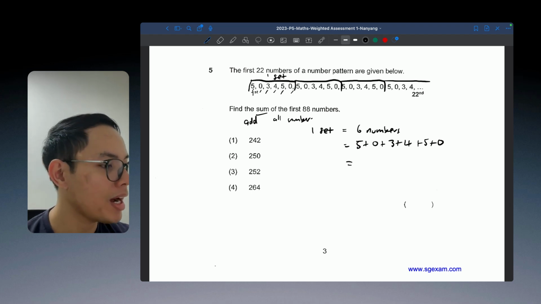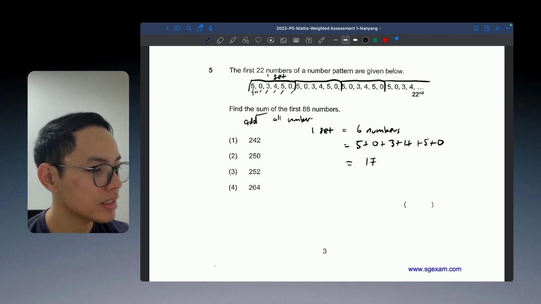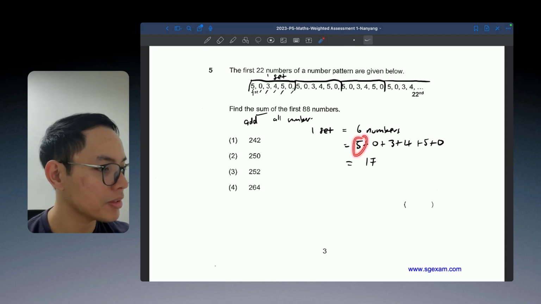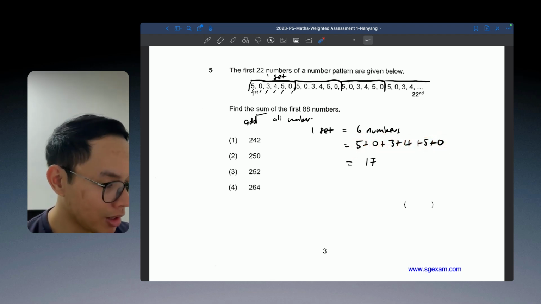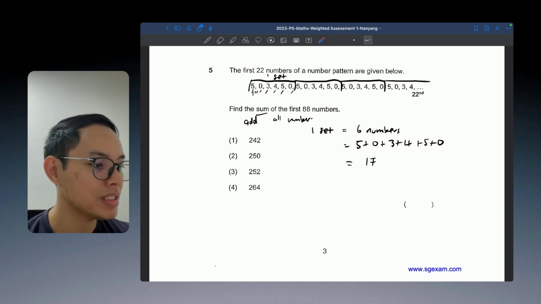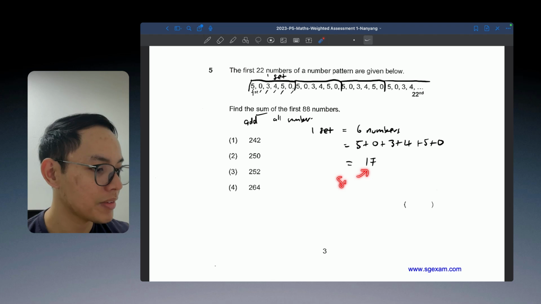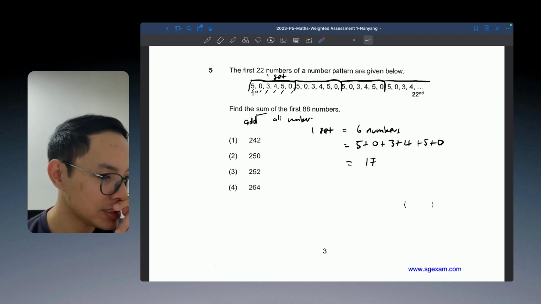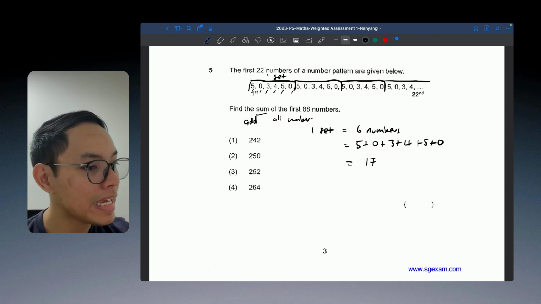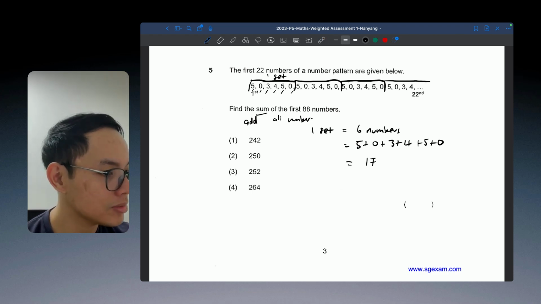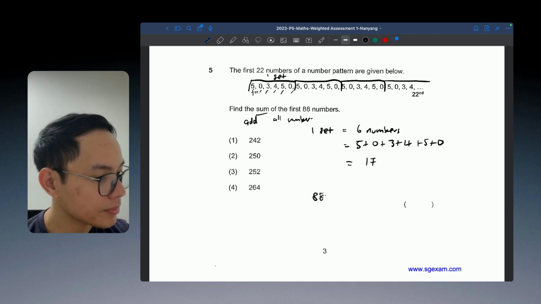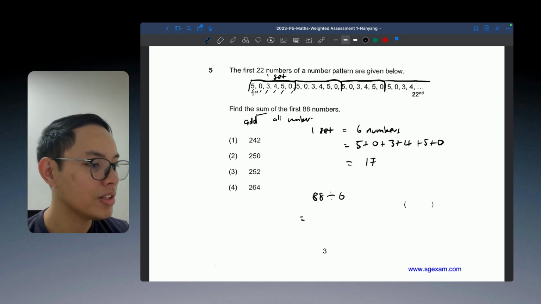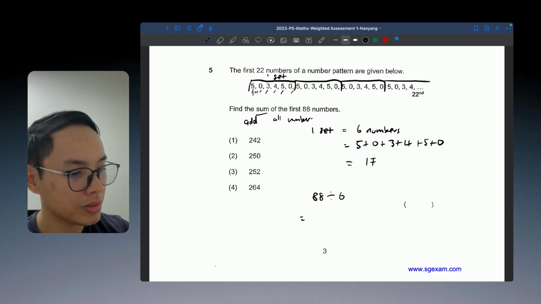Okay, and let's add them up. So if you were to add them up, this should be 17. Okay, so 5 plus 5 is 10, 3 plus 4 is 7, then you have 0, which we can ignore. This will be 17. Alright, so now we know that one set of numbers is equal to a sum of 17, or add all the numbers, the total is 17. So can 88 divided by 6? So let's do that. So 88 divided by 6 to see how many sets are there over here. So 88, so you can do working, right? So 88 divided by 6.